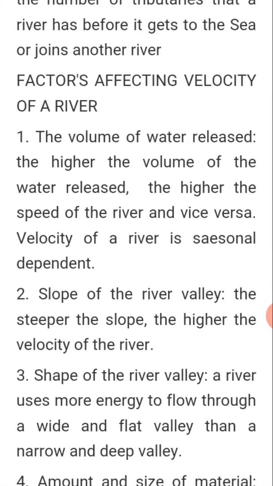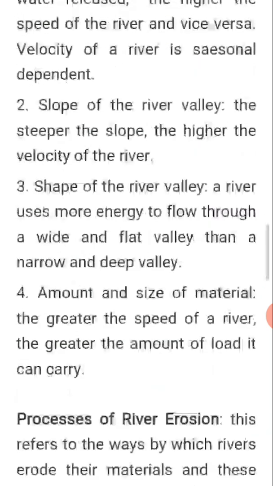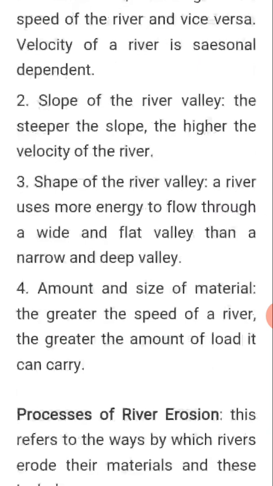Now, factors affecting velocity of a river. The volume of the river, or the volume of water released. The higher the volume of water released, the higher the speed of the river, and vice versa. That is, when the volume of water released is high, the speed of the river also is high. Velocity of a river is seasonal dependent. Slope of the river channel. The steeper the slope, the higher the velocity of the river.